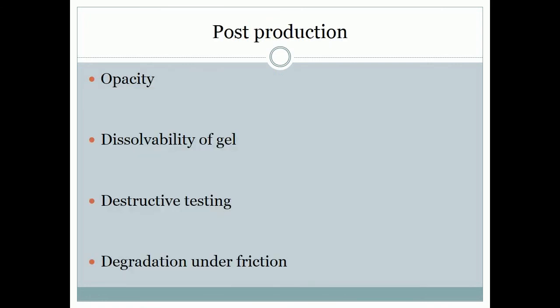The opacity of gelatin films was determined using a spectrophotometer set at a wavelength of 500 nanometers. The opacities of films were calculated by the following equation: opacity equals absorbance times film thickness. The pH of gastric acid is 1.5 to 3.5 pH units. It takes 5 to 15 minutes to dissolve.